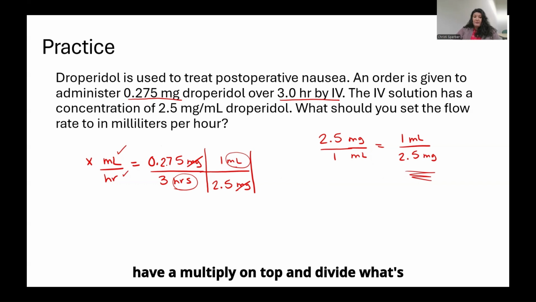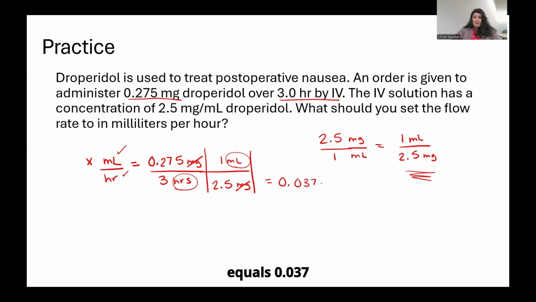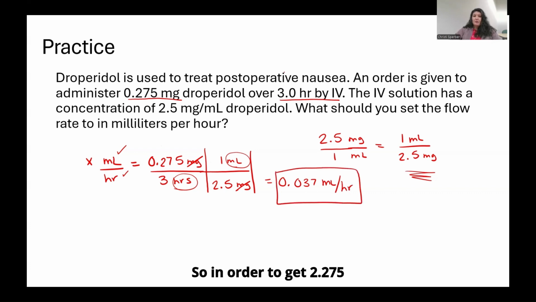I multiply on top and divide what's on the bottom. So I have 0.275 divided by 3 times 2.5. This equals 0.037 milliliters an hour. So in order to get 0.275 milligrams over 3 hours by IV, you need to set the flow rate of a 2.5 milligrams per milliliter medicine to 0.037 milliliters an hour.